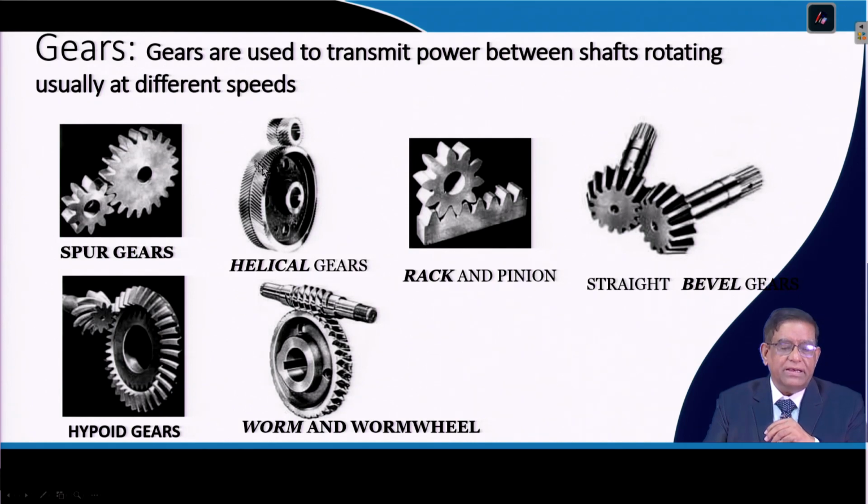You can see here these two, the pinion and the gear, have got an incline. This type of gear is called a helical gear. Now, there is a rack and pinion. You can have one pinion moving along a straight line, which is called a rack.